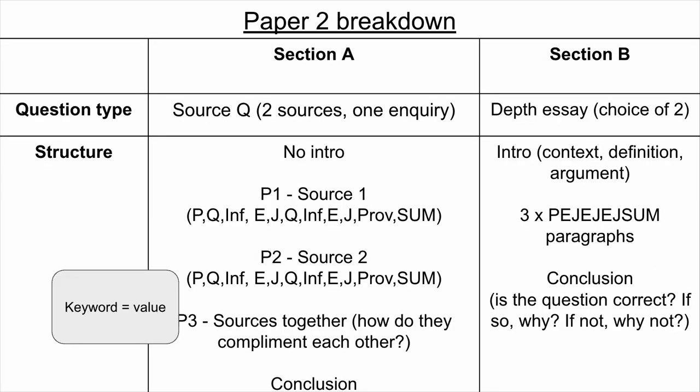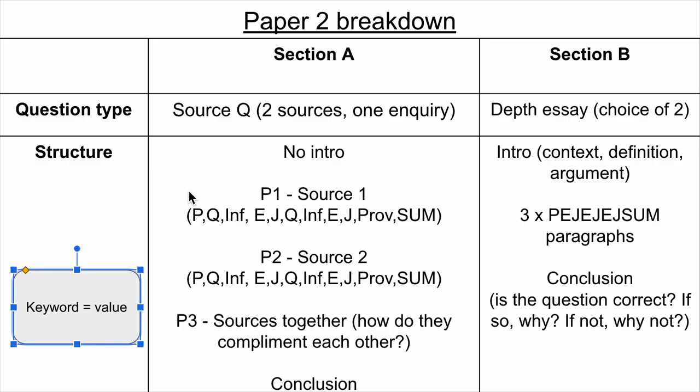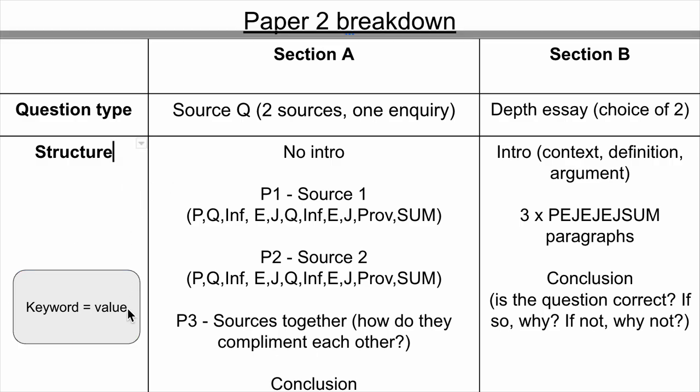So paper 2 has just got 2 sections, A and B. A is a source question where you've got 2 sources that you're asked to look at for one inquiry. So there's one question that you're looking at these 2 sources for. In terms of the structure, we've got no introduction. You don't need to do an intro for the source question.